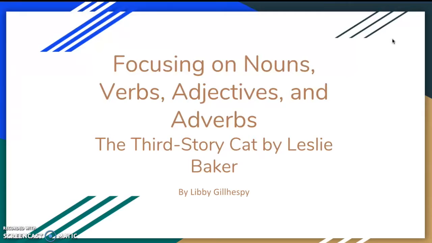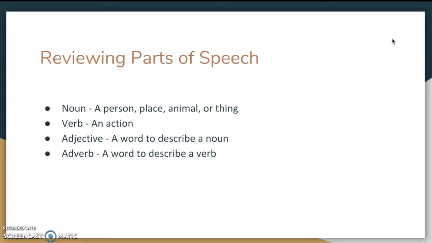So first, let's review the different parts of speech that we've already gone through in class. A noun is a person, place, animal, or thing. A verb is an action. An adjective is a word to describe a noun, and an adverb is a word to describe a verb.